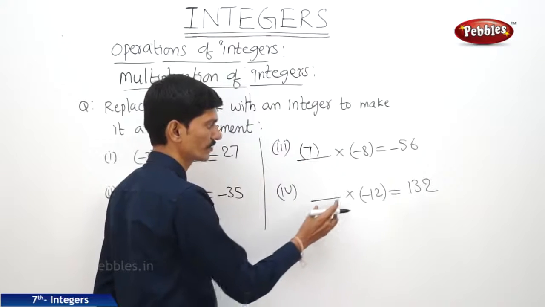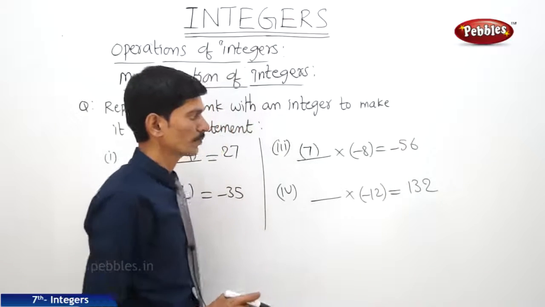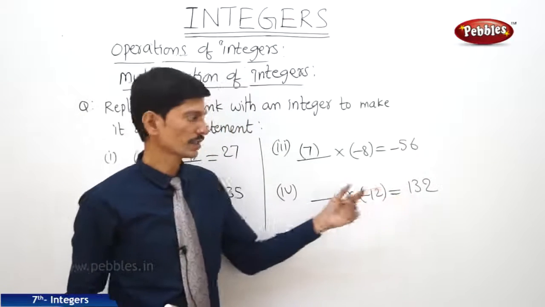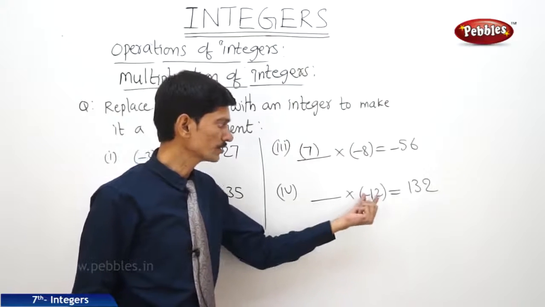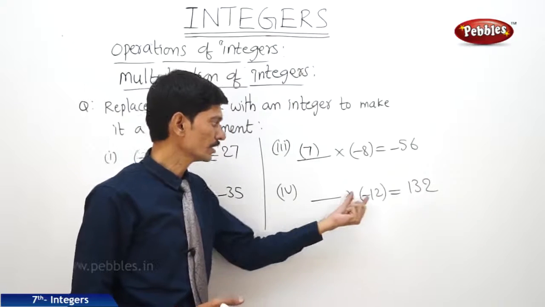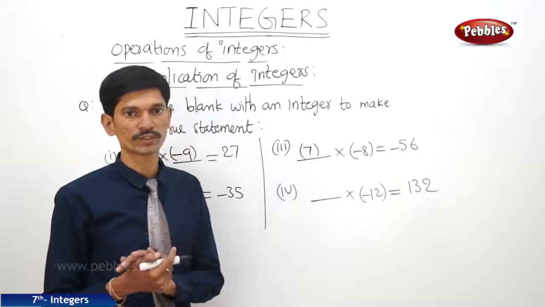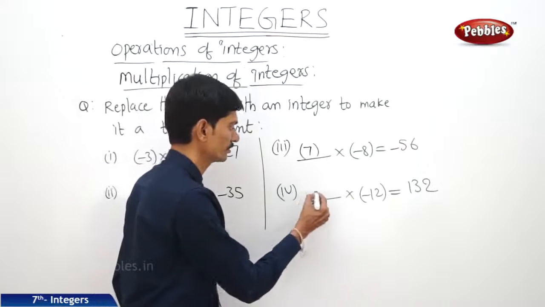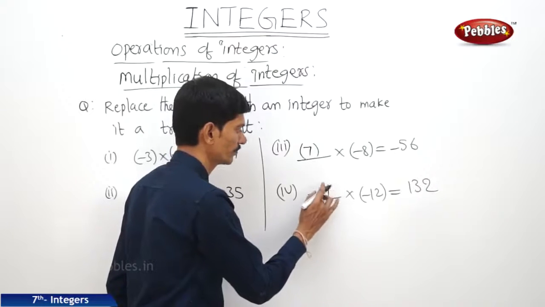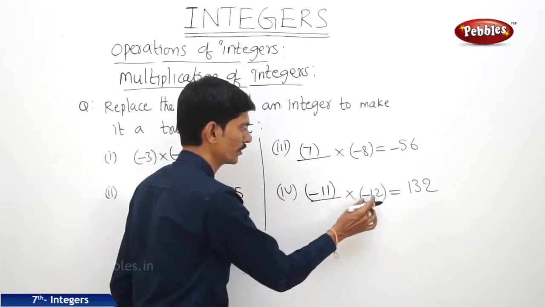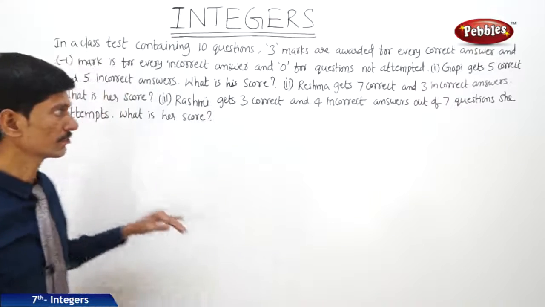The next question, dash into minus 12 equals 132. Here the product is a positive integer, and the multiplier is a negative integer. So what should be multiplied by this negative integer? A negative integer should be multiplied by a negative integer to get a positive integer product. So here we write a minus sign, and 12 11s are 132. So then we write minus 11. Then minus 11 into minus 12 equals 132. Now let us see the next question.